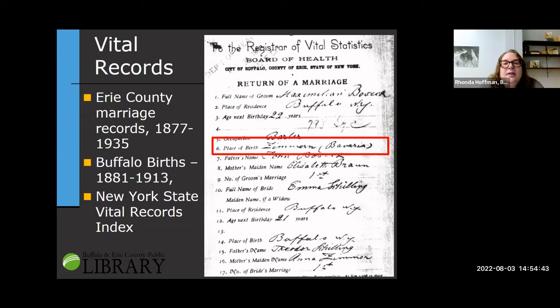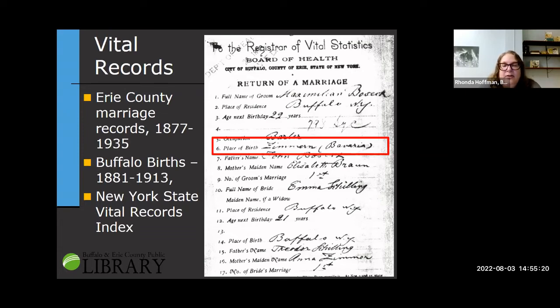Vital records may have a foreign place of birth. This is a marriage record for Erie County. We have them on microfilm from 1877 to 1935. And this Maximilian Bozek was born in Zimmern in Bavaria in Germany. I would say marriage records are probably the most likely place out of the vital records that you'll find a foreign place of birth. But check those Buffalo birth records, because sometimes they will list the parents' foreign place of birth.